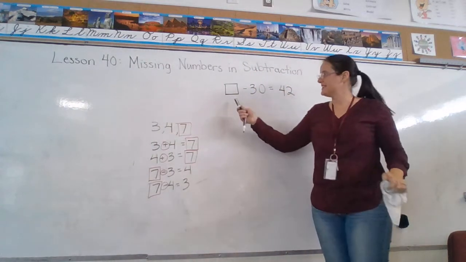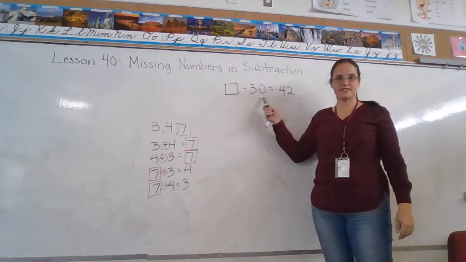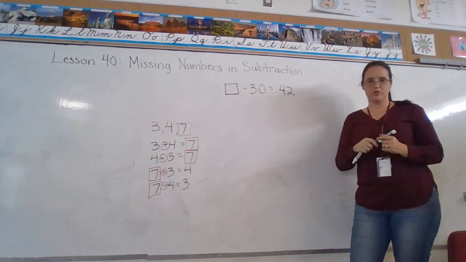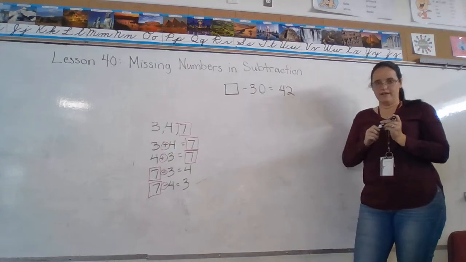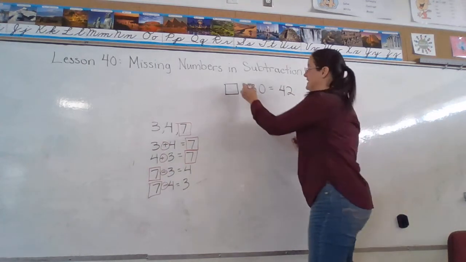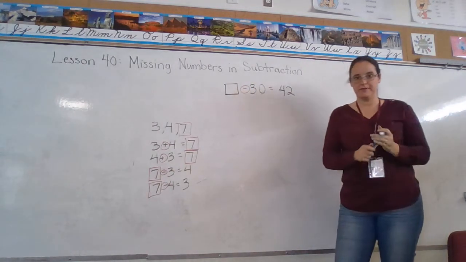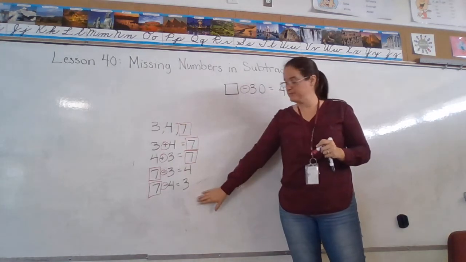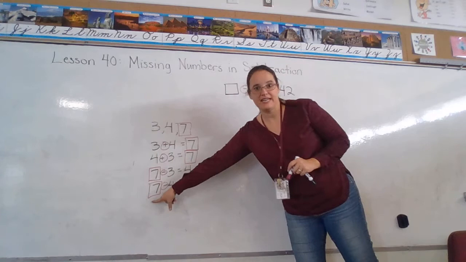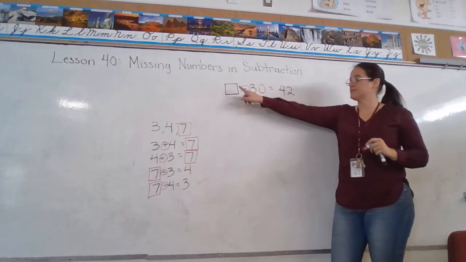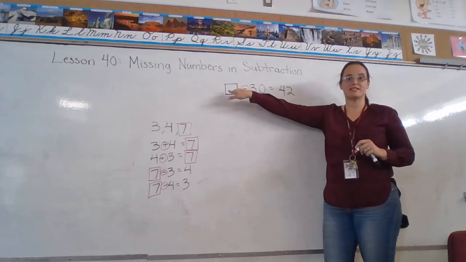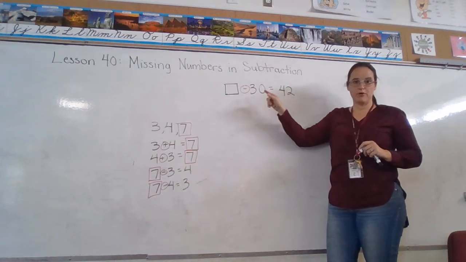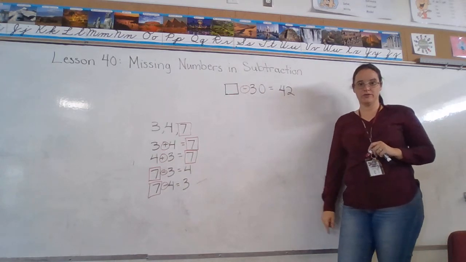So in this case, I have box minus 30 equals 42. Well, first thing I want to notice, it's a subtraction problem. So where's my biggest number in subtraction problems? At the beginning. So that tells me this box has got to be bigger than both 30 and 42.